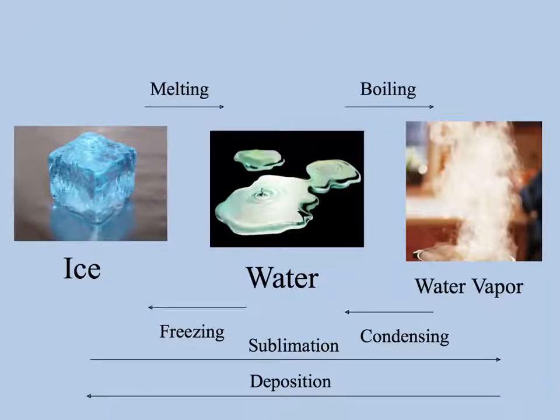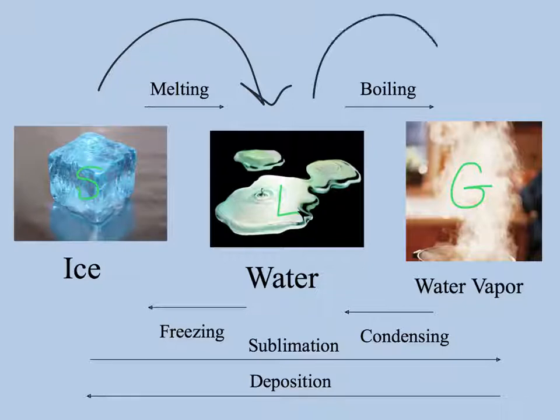So, when we look at water specifically, solid water we call ice, liquid water we call water, and gaseous water we call water vapor. So, if you're going from ice to water, it's melting. From water to water vapor, it's boiling. But don't forget to go back. From water vapor to water is condensing, and from water to solid ice is freezing.